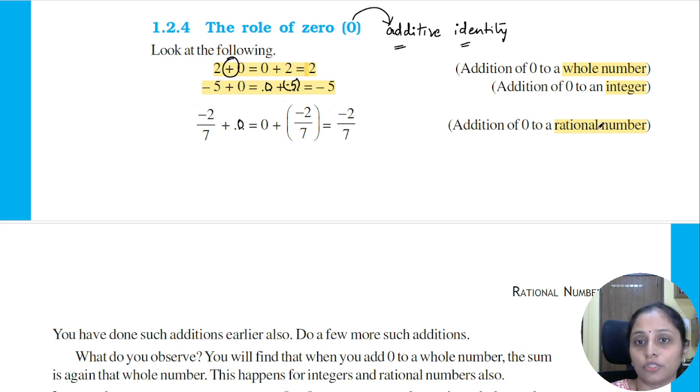Here I would like to ask you one question. Is it the additive identity for the set of natural numbers? Okay, think about it.